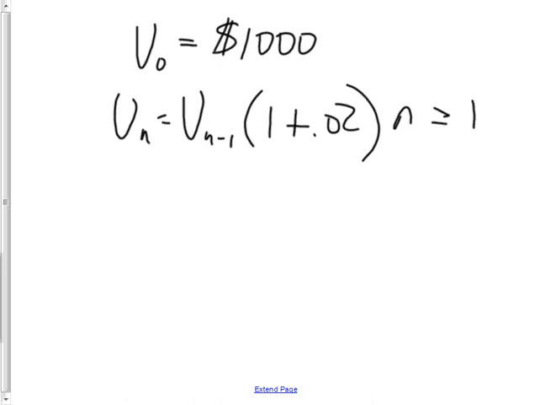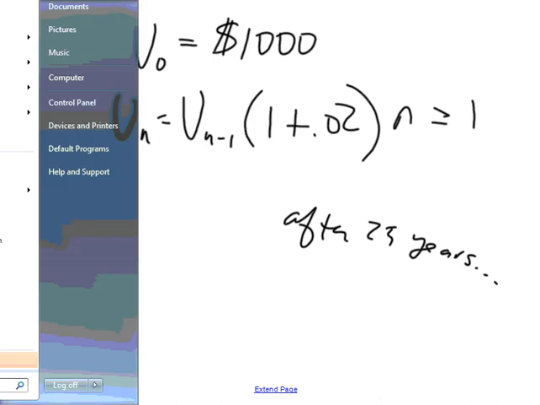Awesome. Okay, now let's actually put that in the calculator. After 25 years, how much would your $1,000 have grown to? After 25 years. Get my calculator going here. I guess I should probably pause while I try to do that.